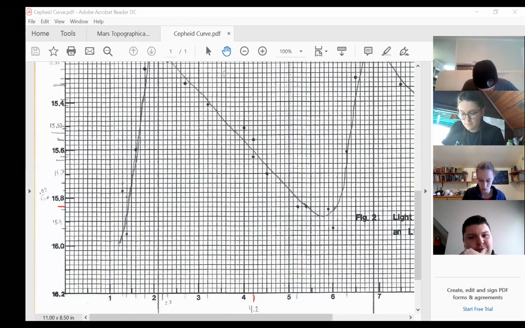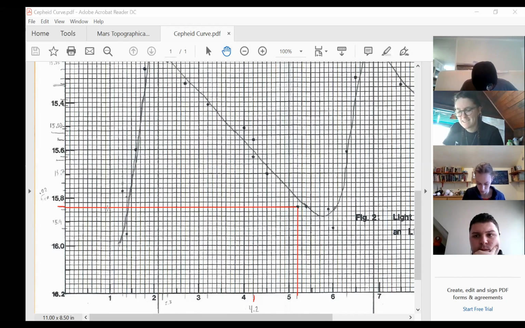Ooh, I can use my line tool. I should have done all this on the computer. So there's 15.84. Let's see if I got it right. There you go. And there's 5.2. Can you see that? So that's where you ought to be. Yeah. All right, and then that's just a reference, right?